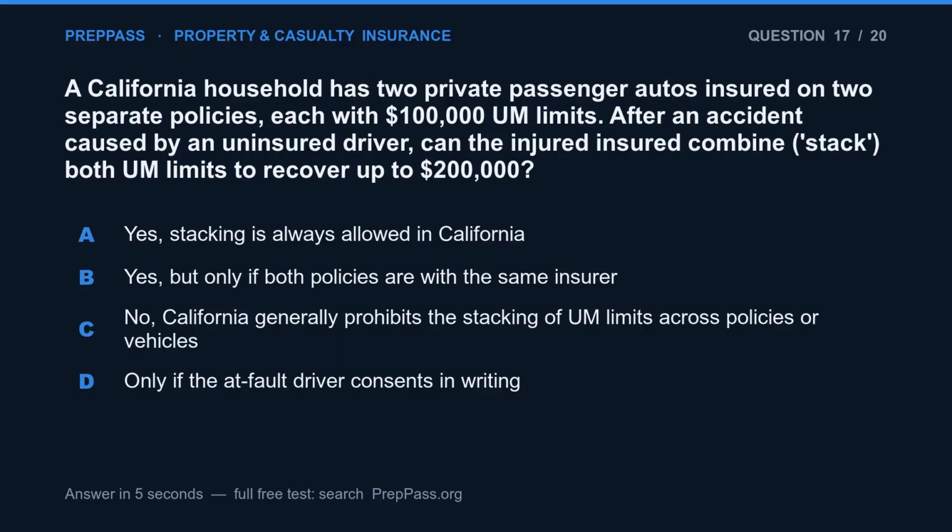Question 17. A California household has 2 private passenger autos insured on 2 separate policies, each with $100,000 limits. After an accident caused by an uninsured driver, can the injured insured combine, or stack, both limits to recover up to $200,000? A. Yes, stacking is always allowed in California. B. Yes, but only if both policies are with the same insurer. C. No, California generally prohibits the stacking of limits across policies or vehicles. D. Only if the at-fault driver consents in writing.